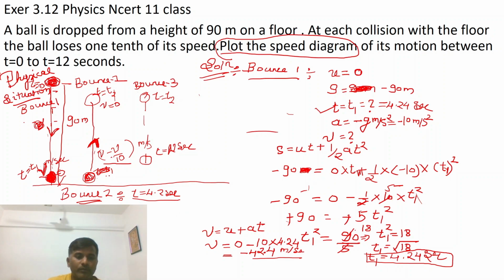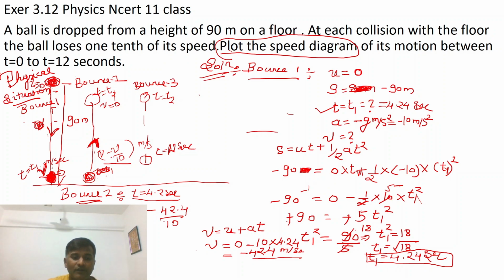So from t is equal to 4.2 seconds, it goes upwards now. What will be the velocity? The velocity is reduced by 1/10. That means 42.4, the velocity during the second bounce. The velocity was downward, that's why it was negative, and now it is upward. So it will be 42.4 minus 42.4 of 10th. Don't take minus again here; we have to take only the magnitude, right?